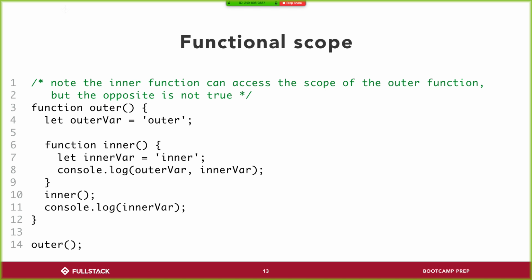Yeah, so basically this is just showing that we can go inside out, but we can't go outside in. So inner var has access to outer var and inner var. But the outer function does not have access to inner var because you can't go both ways. You can only go one way. The way that JavaScript works is it goes inside out, but you can't go the other way. So this will log outer and inner, and then it'll log an error because inner var is not accessible from the outer function.